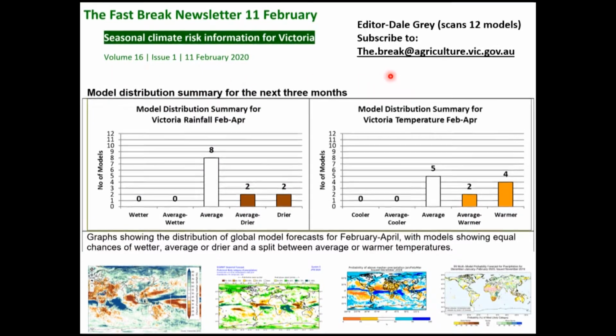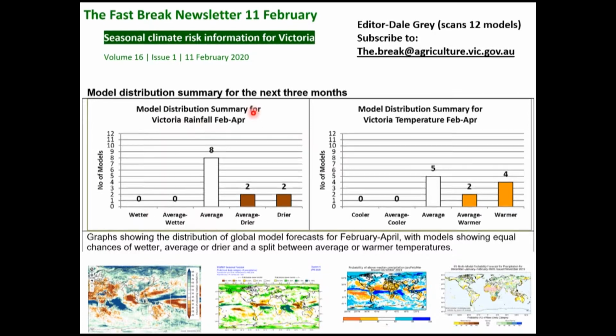Now, for a one-stop shop of making sense of forecasts, the Fast Break newsletter that Dale Gray puts out with AgVic is a ripper. Each month he puts this out. He looks at not just the Bureau's seasonal outlook, but the outlooks from the US, the UK, Europe, Korea, Japan, all of their seasonal forecast models, and he puts them on this graph and looks at Victoria and says how many are thinking average, how many are thinking wetter, how many are thinking drier.